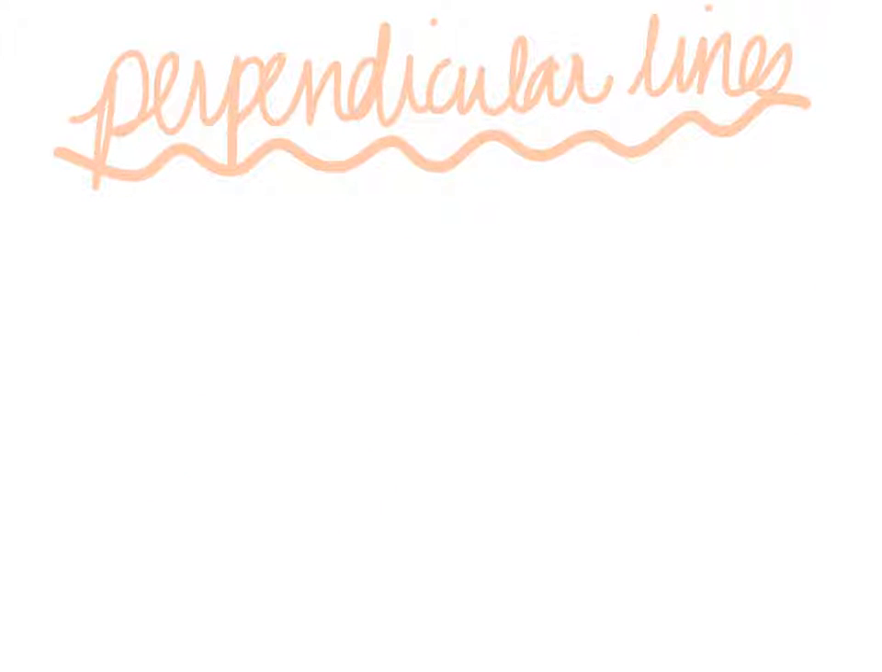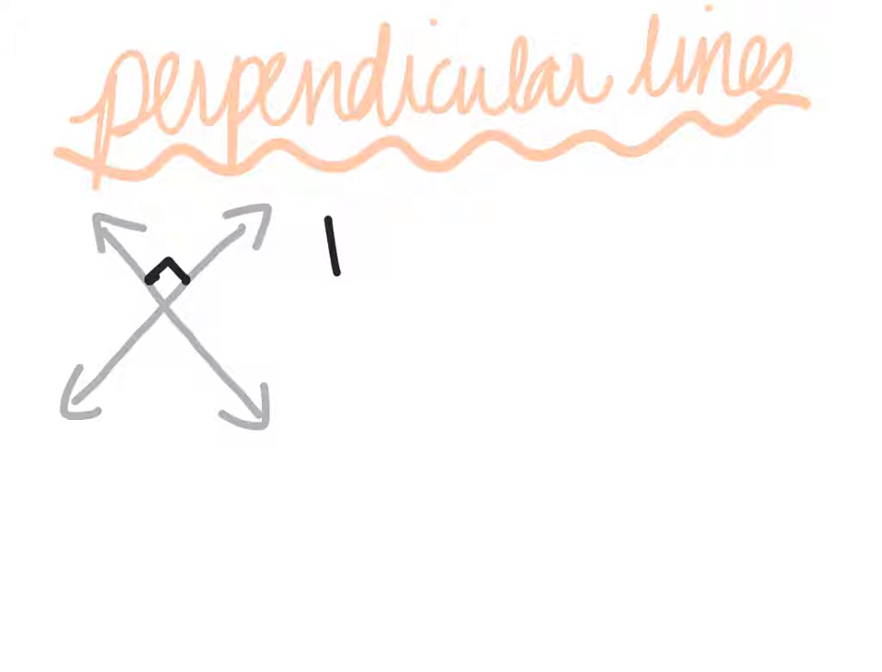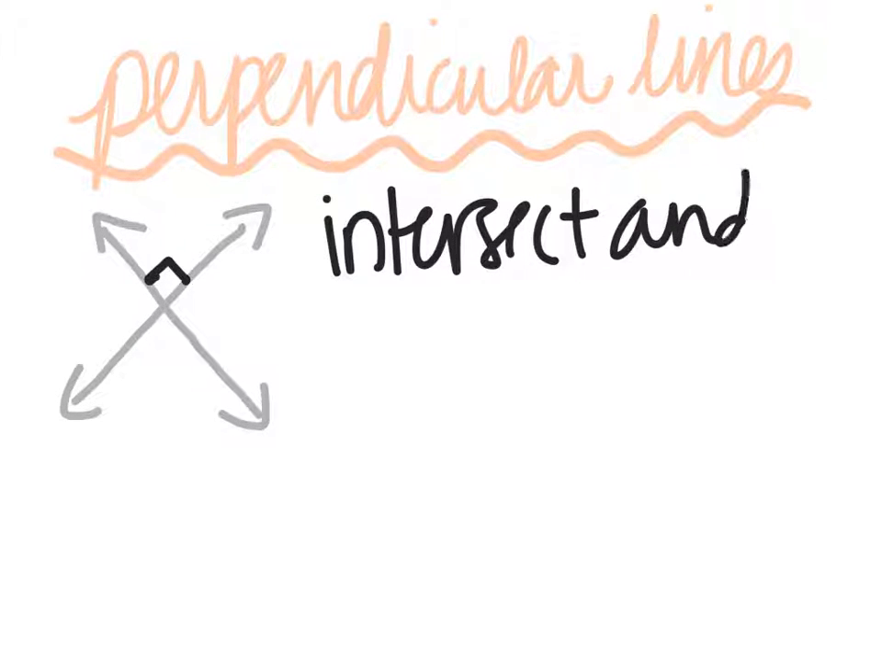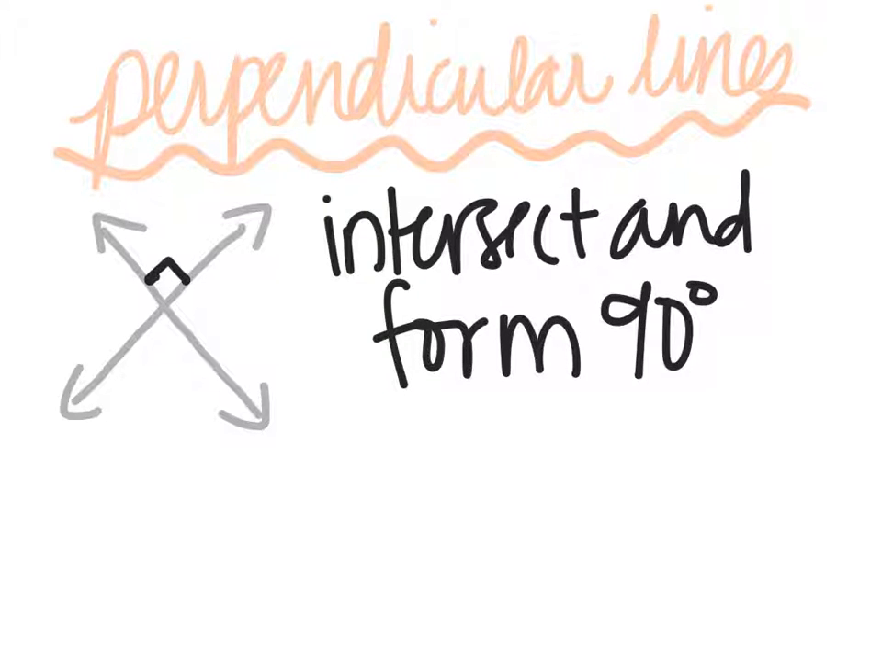We also learned about perpendicular lines. When you graph perpendicular lines, they intersect to form a 90-degree angle. So this angle here in the middle is going to be 90 degrees. They intersect and form 90-degree angles. That's how you graphically know if they are perpendicular.